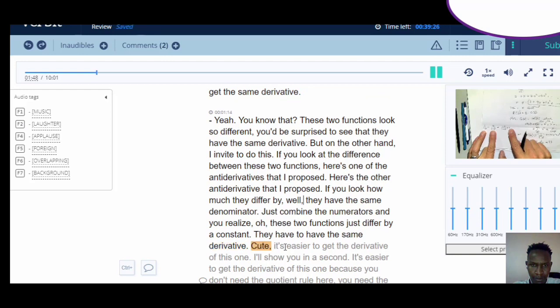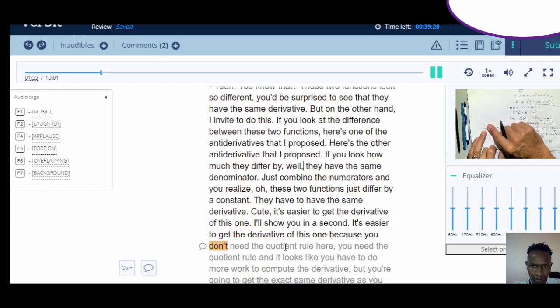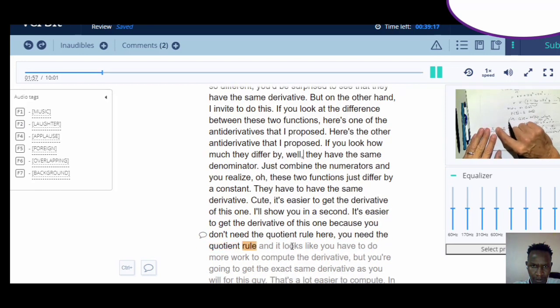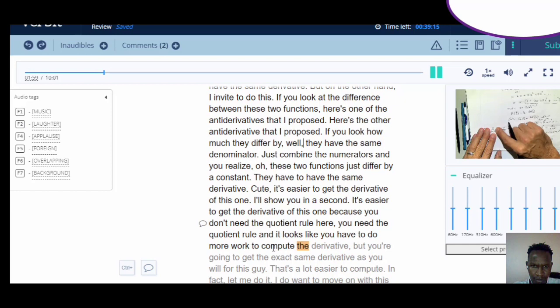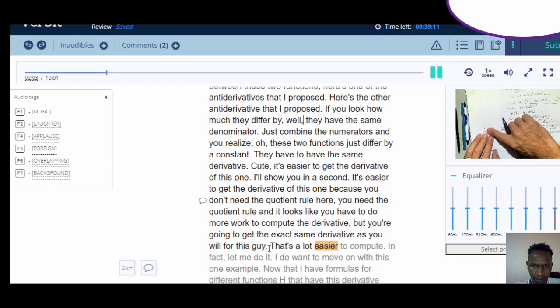Cute, huh? And let's face it, it's easier to get the derivative of this one. I'll show you in a second. It's easier because you don't need the quotient rule. Here you need the quotient rule, and it looks like you have to do more work to compute the derivative, but you're going to get the exact same derivative as you will for this guy, and that's a lot easier to compute.